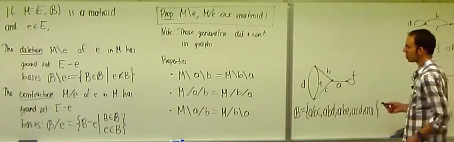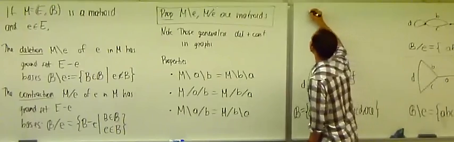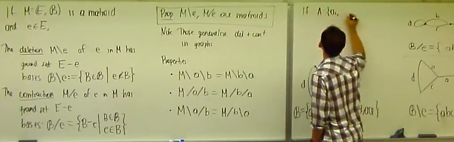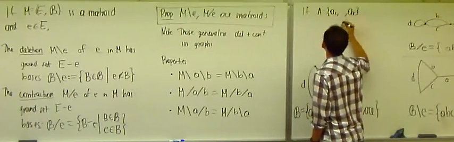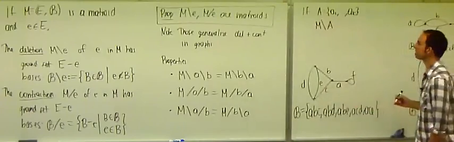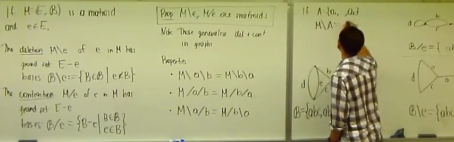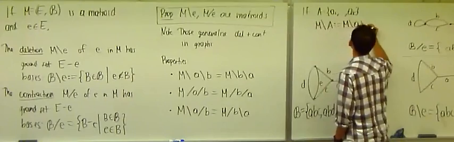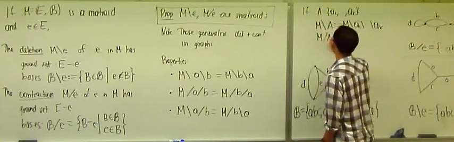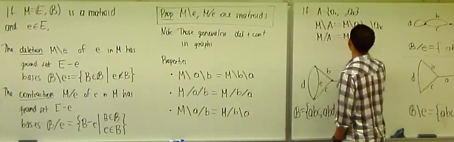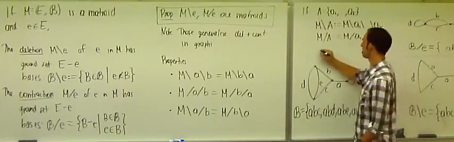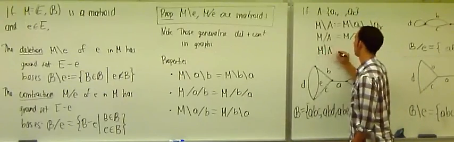And this allows me to make some definitions. If A is, let's say, A1 up to AK, then I can delete the whole set. The deletion of the whole set is just deleting the elements one at a time. And the contraction of the whole set is contracting the elements one at a time. And I can also define the restriction to that set. What should that be?